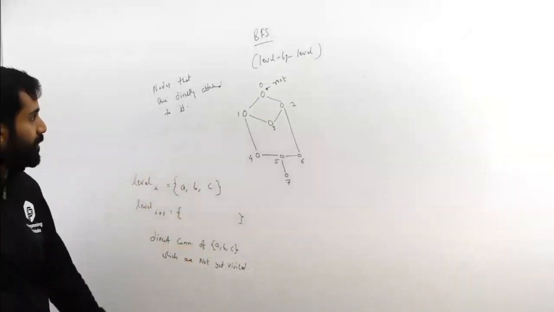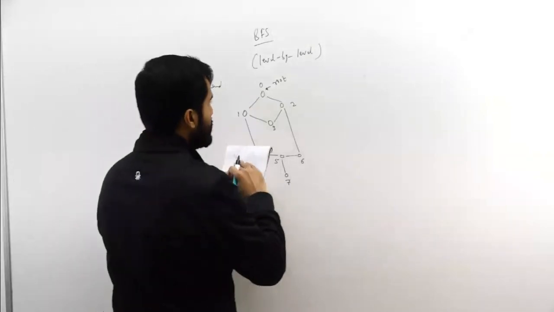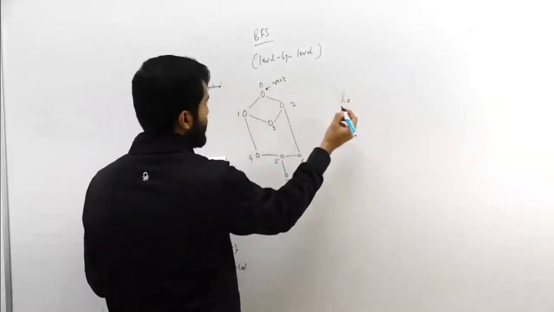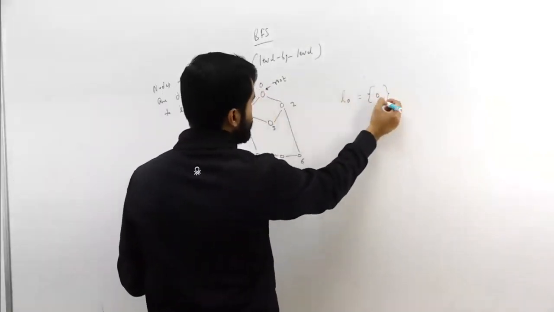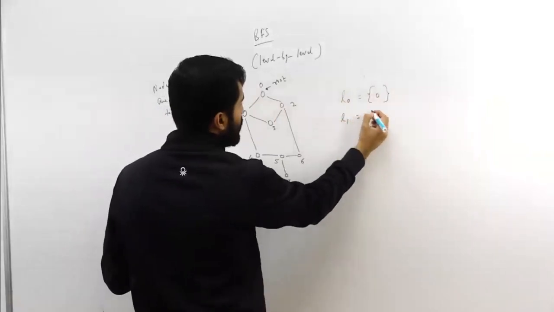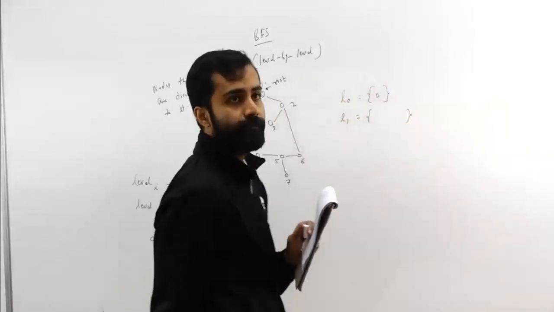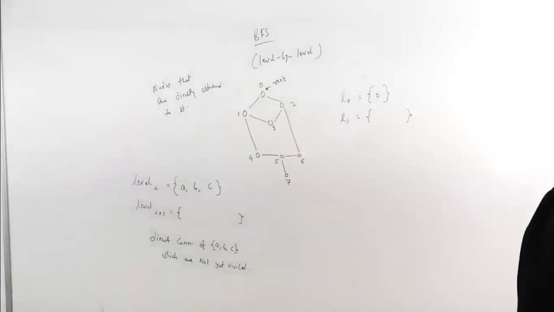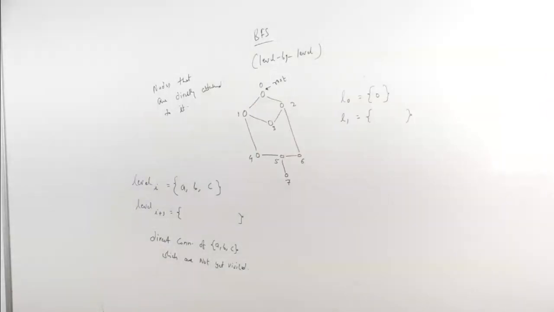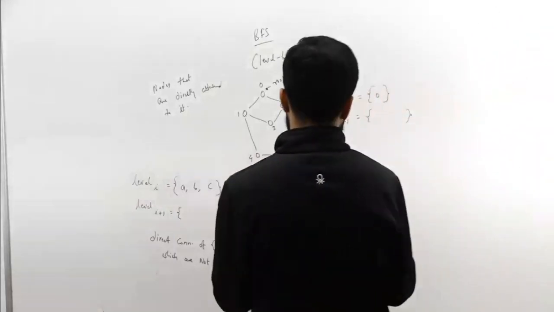So let me ask you here, in level 0, how many nodes are there? Only one node, which is 0. So in level 1, what all should be there? Can you tell me? Just read the definition and say. In level 1, you should have children of 0 which are still not visited. Children of 0 are 1 and 2, and both of them are not visited, so 1 and 2 deserve to be in this level.